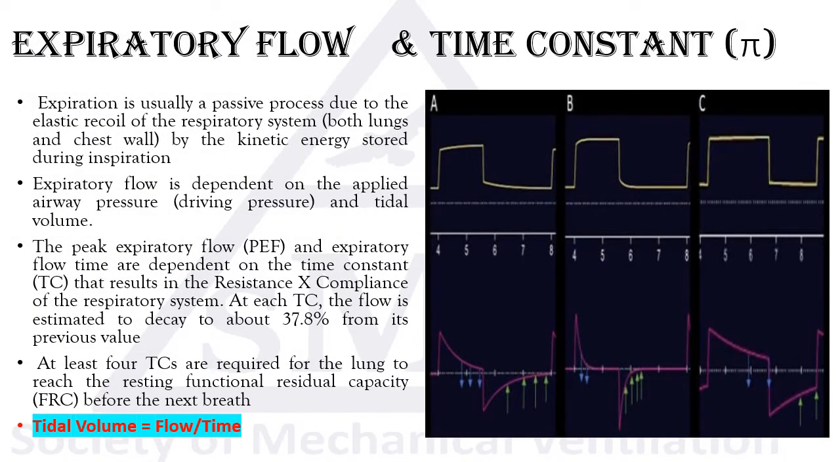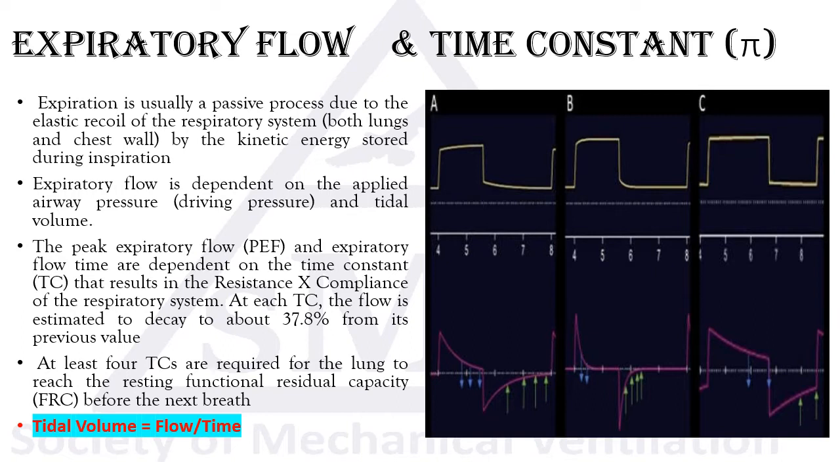Let's start talking about the expiratory flow first and the time constant. Usually expiration is a passive process due to the elastic recoil of the respiratory system, by the energy which was stored in the inspiration before. Although in some patients who have an active process, like they're having a lot of dysynchrony or fighting the vent, this process might not be passive.